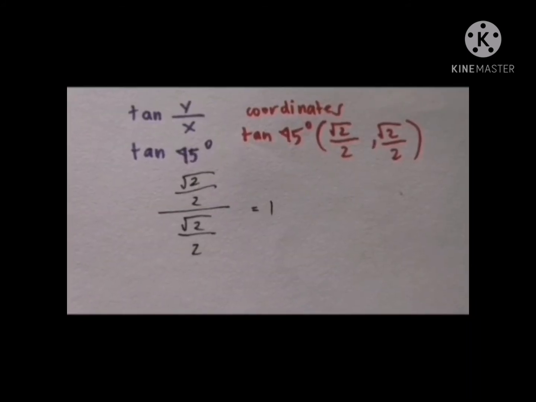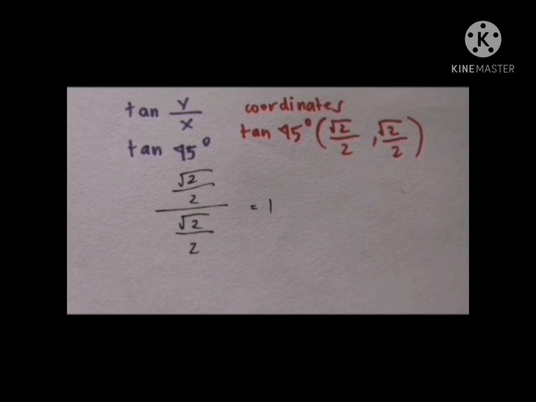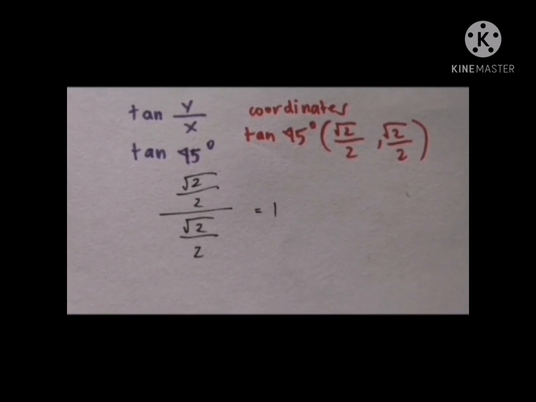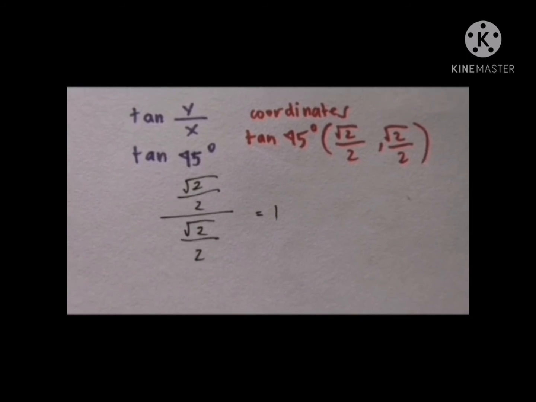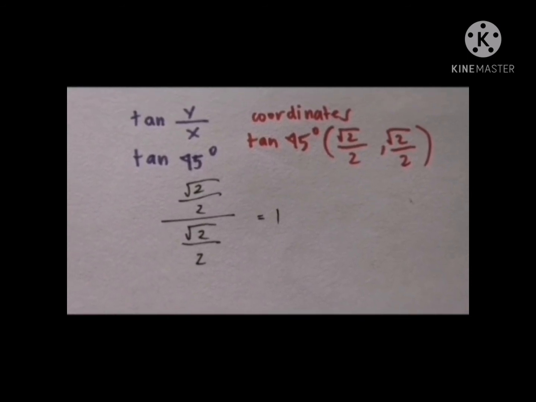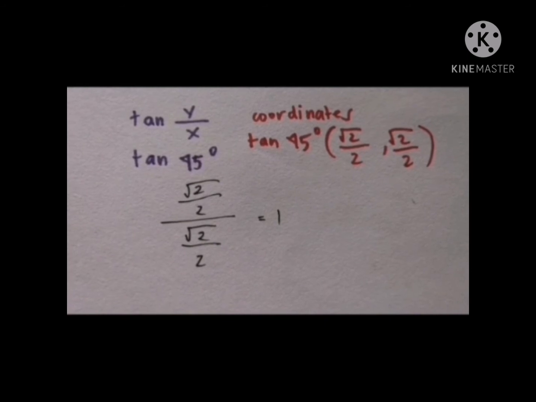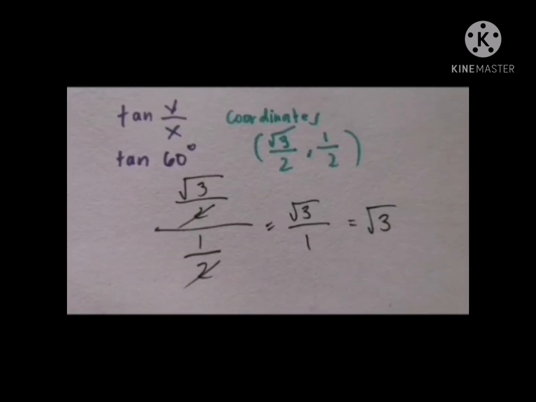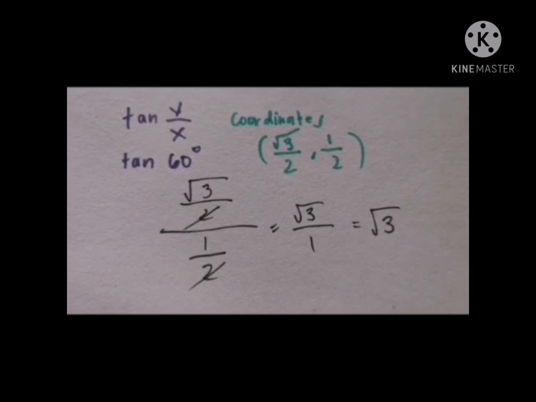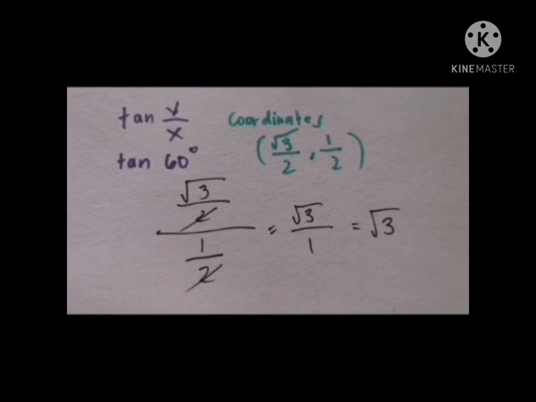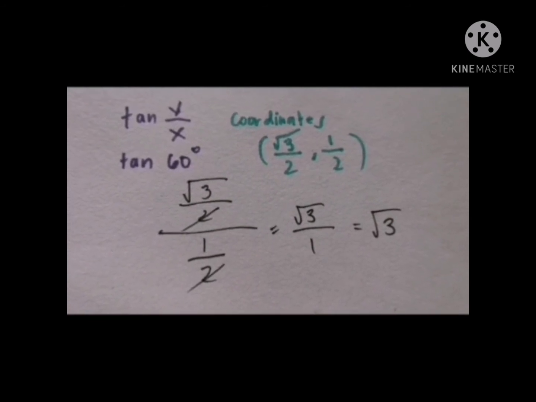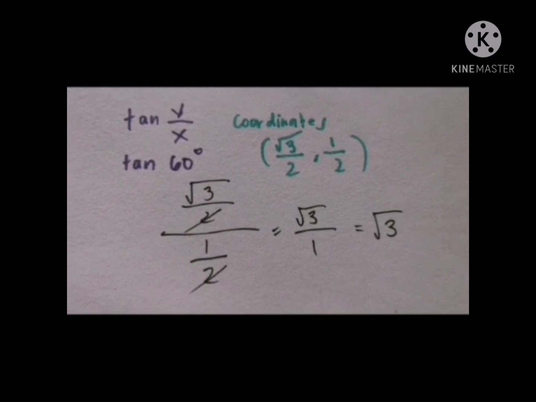Going to apply the same process for the second question. For tangent 45 degrees, we have square root of 2 over 2 divided by square root of 2 over 2. We must always remember that any number that is divided by itself is always equal to 1. So the answer is 1. In this case, 60 degrees have the coordinates with the same denominator. So all we have to do is cancel 2. So we have square root of 3 over 1, then divide them, then the answer.